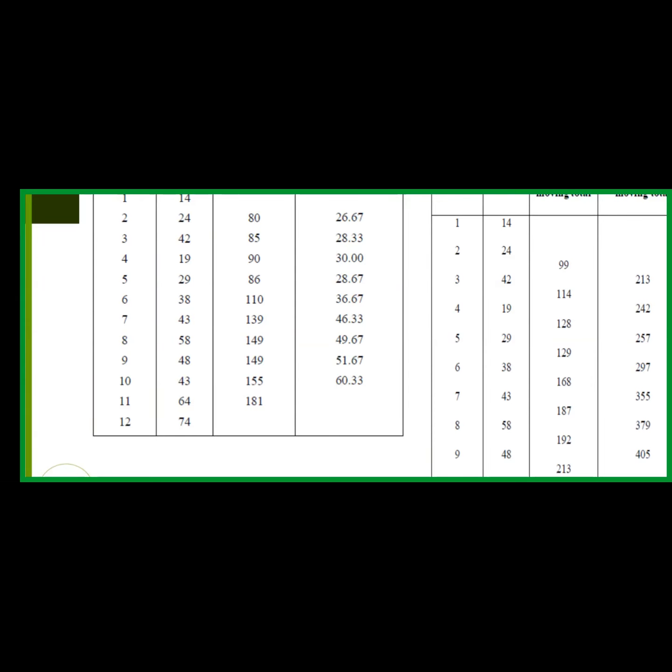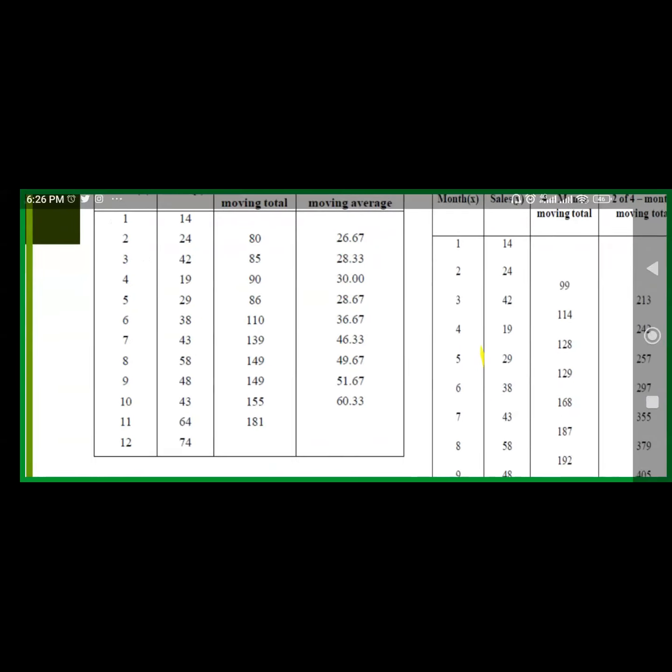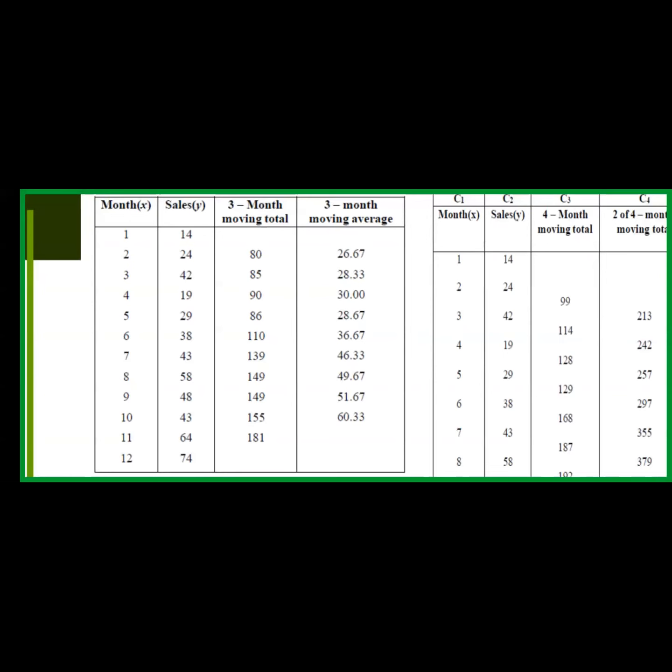So this 3 moving average here, the last column, is what? All these numbers that are the 3 moving total, divide by what? Divide by 3. This 181 too, you can divide by 3. Then you put the answer in this moving total. Hope you are getting it. Yes. Okay. So let's move to 4 moving total.